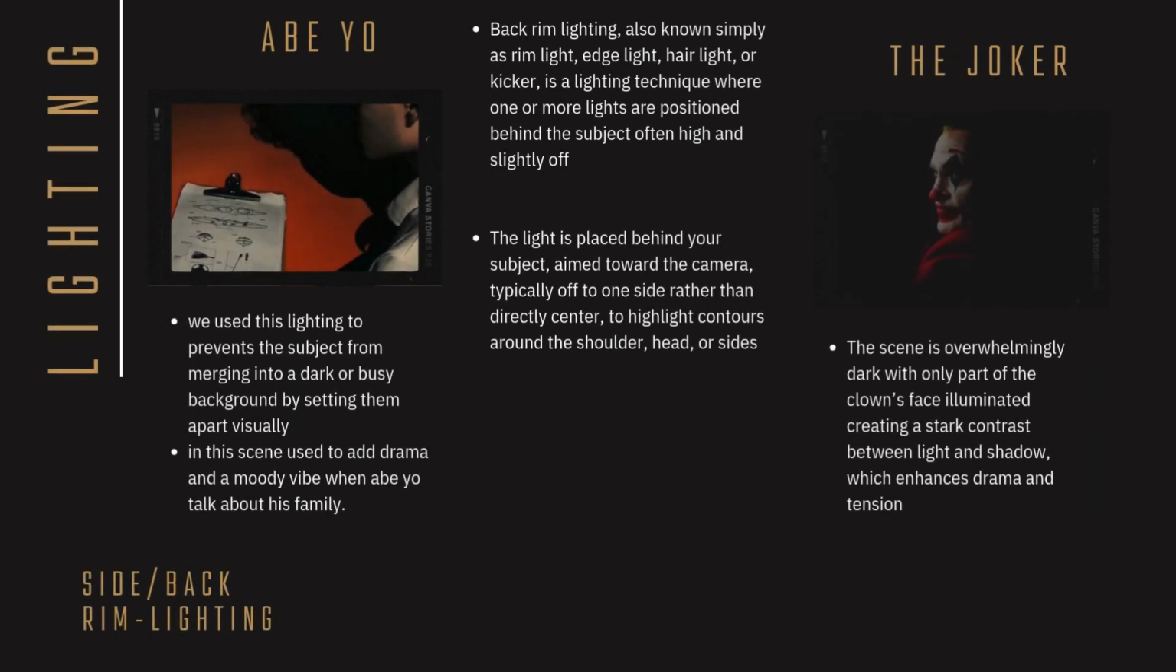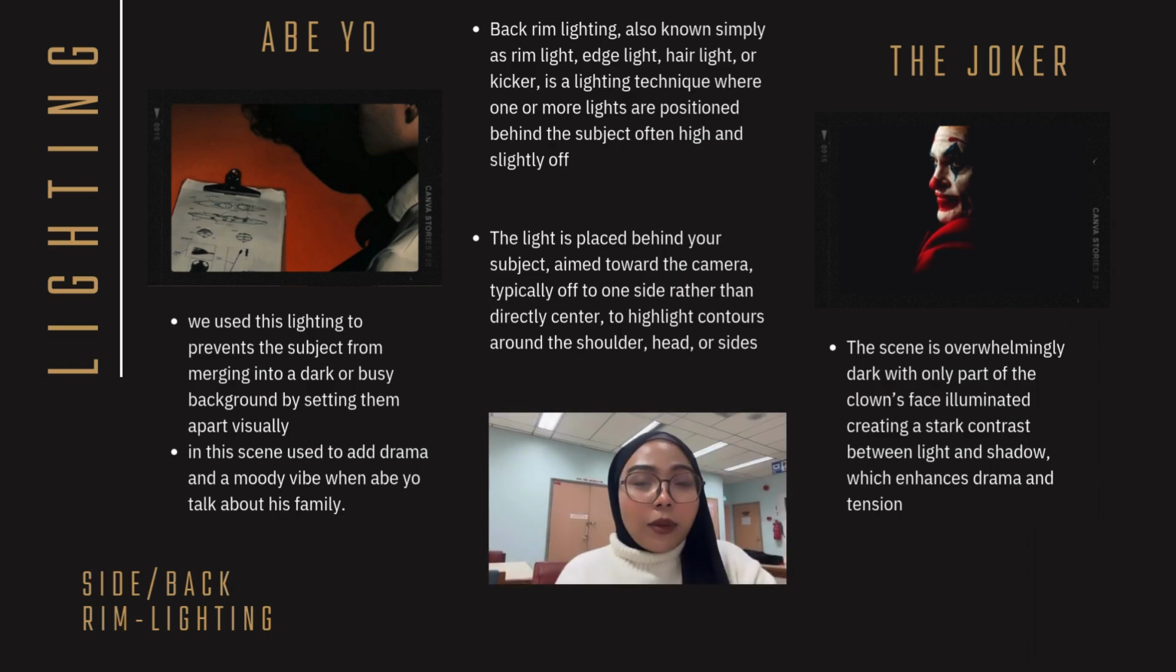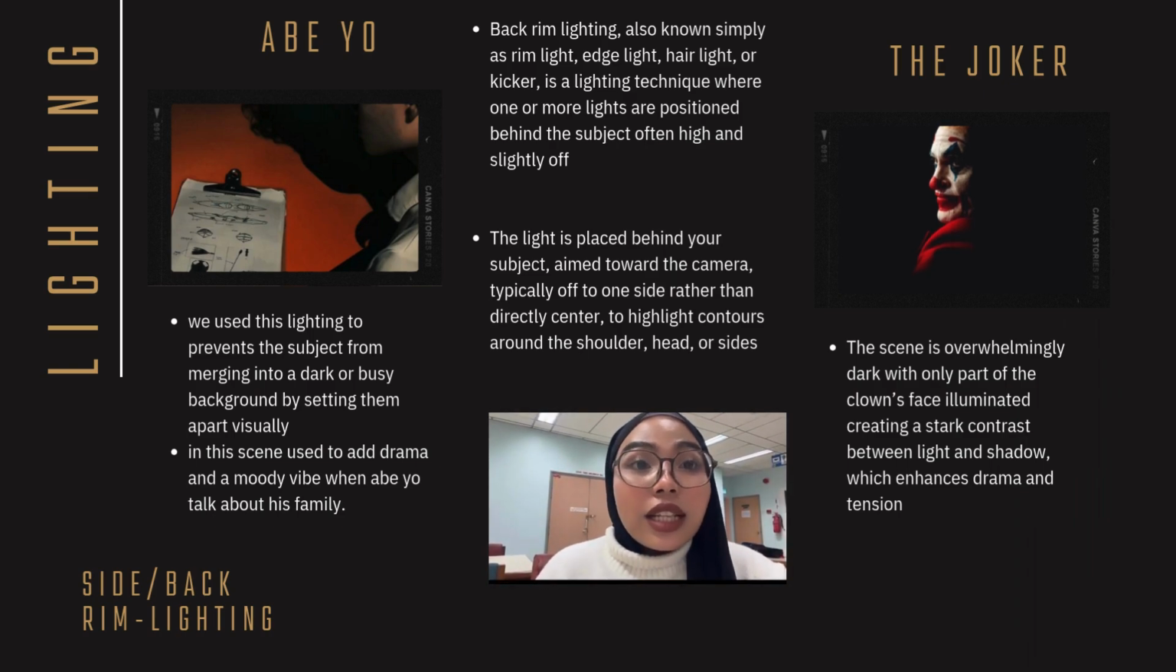The second one is side or back rim lighting. It's a lighting technique where one or more lights are positioned behind the subject, often high and slightly off. It also creates a glowing outline of the subject's edges. The light is placed behind the subject and focused toward the camera. This helps to highlight the contour around the shoulder and side of the face.